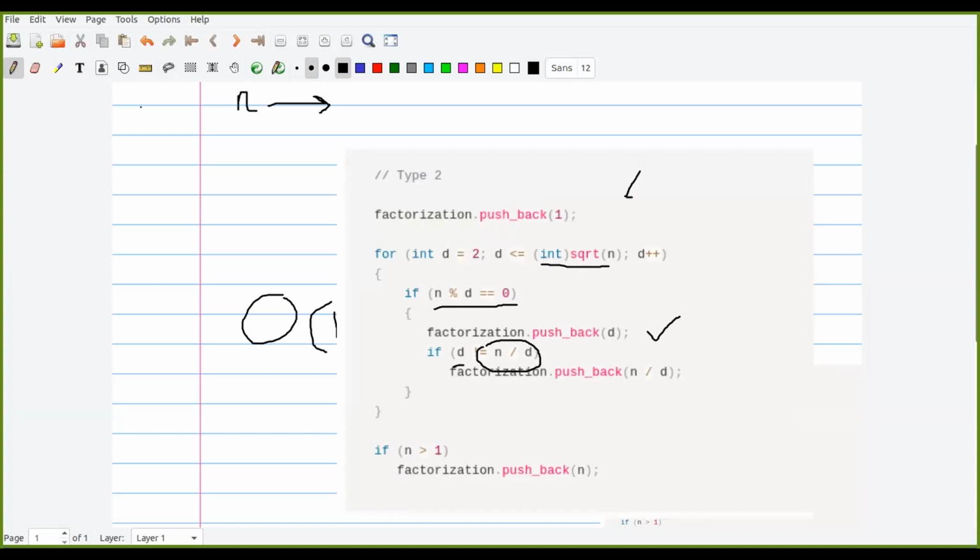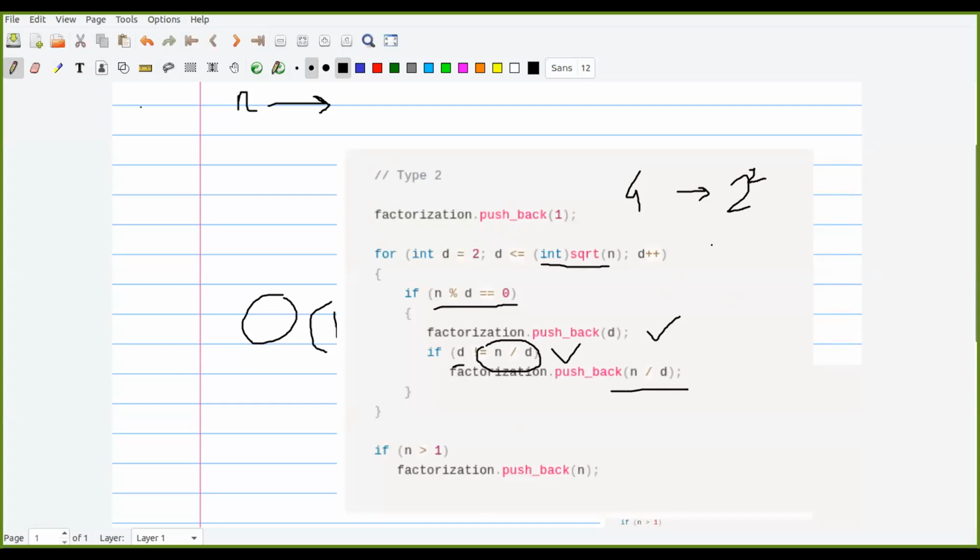So we can have a number, say 4, which can be represented as 2 squared, and you don't want 2 to arise 2 times, right? Both of them will be equal, and you don't want 2 to come as a factor twice. So we will only consider distinct factors. That is why we have to check this, and then we push back our required new factor there as well.